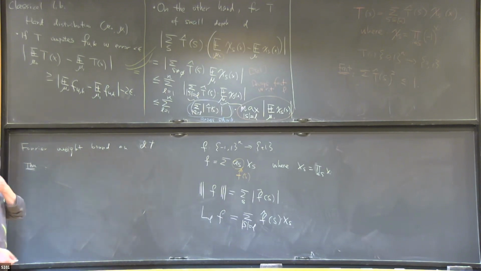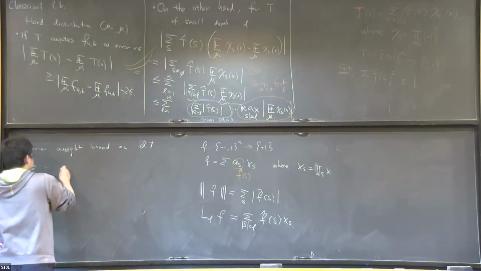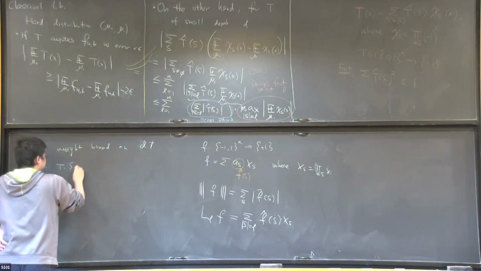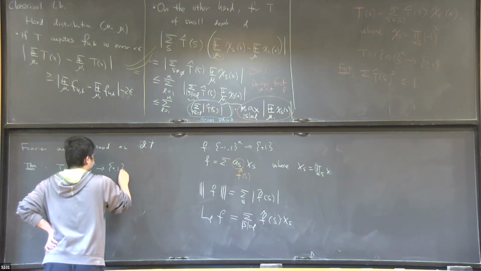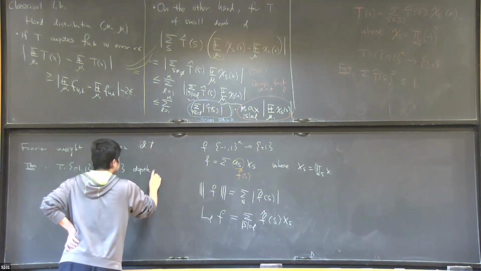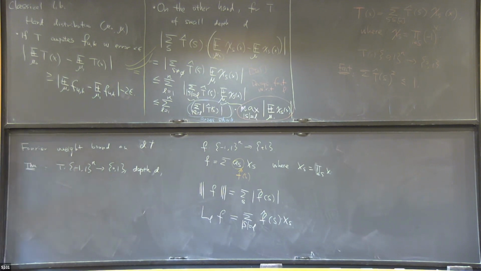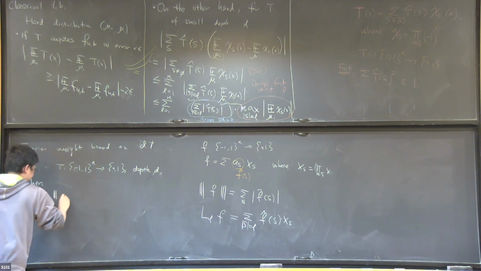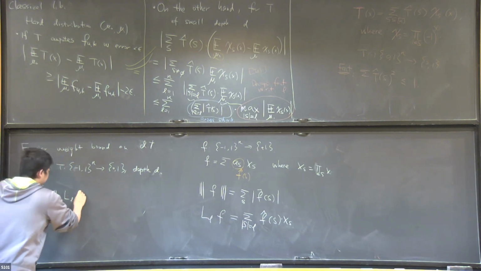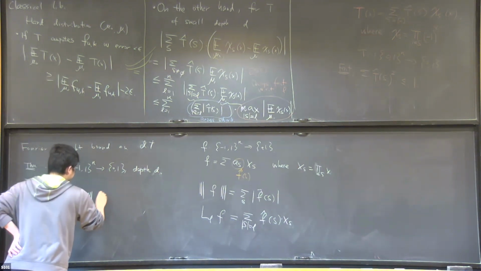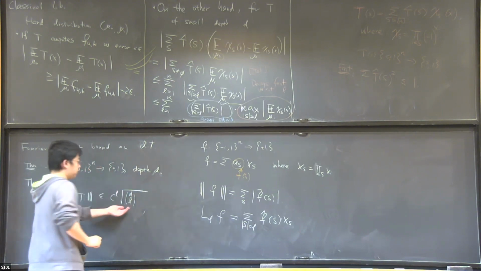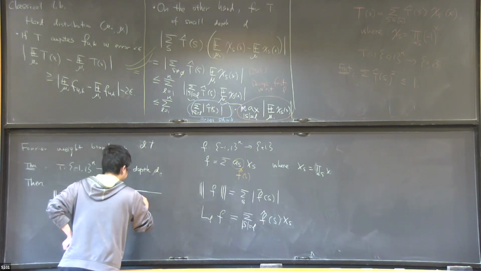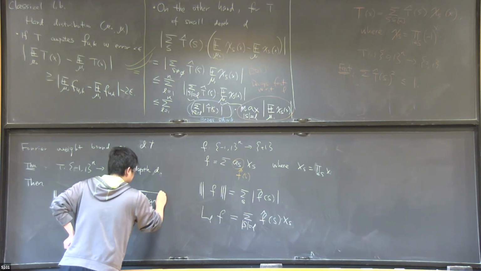Okay, with this set of notation, the theorem says that for any tree of depth D, the Fourier weight at level L is bounded by order of square root of D choose L, then log n to the L minus 1.